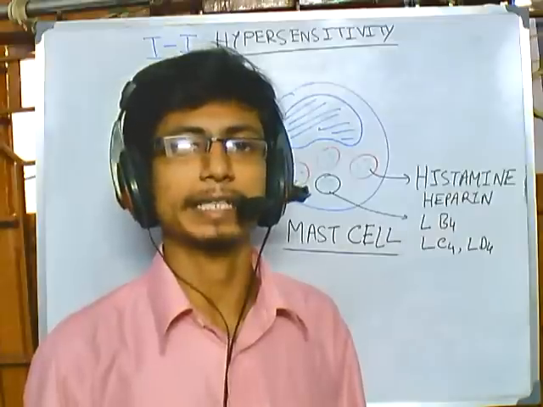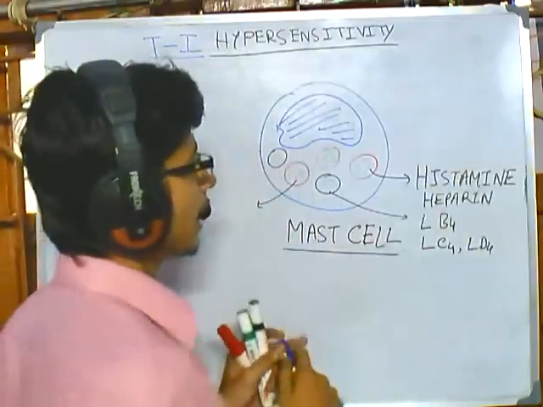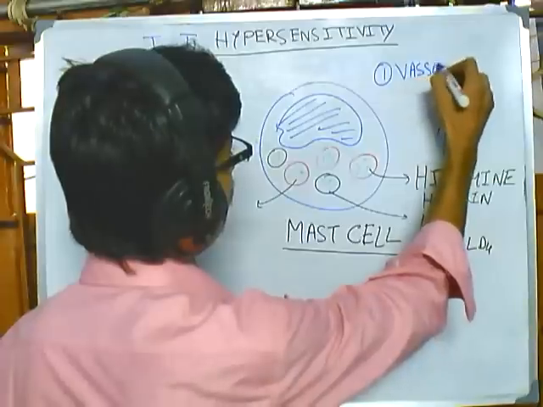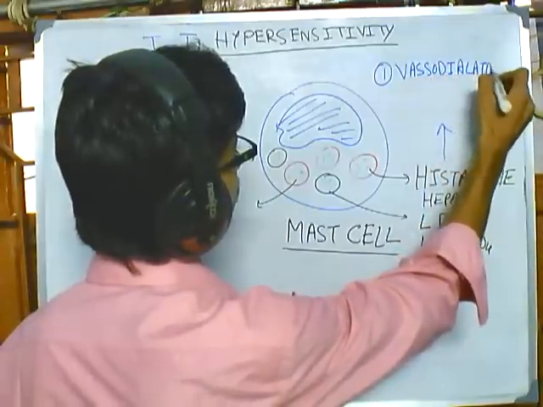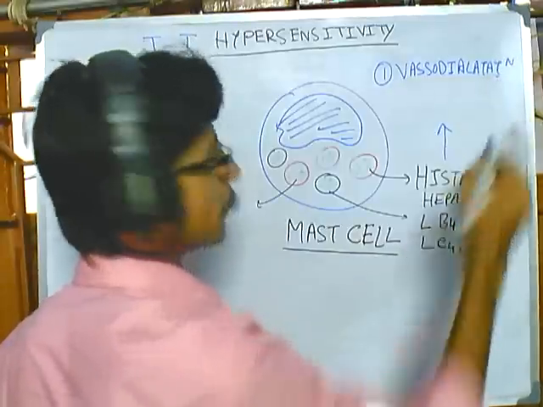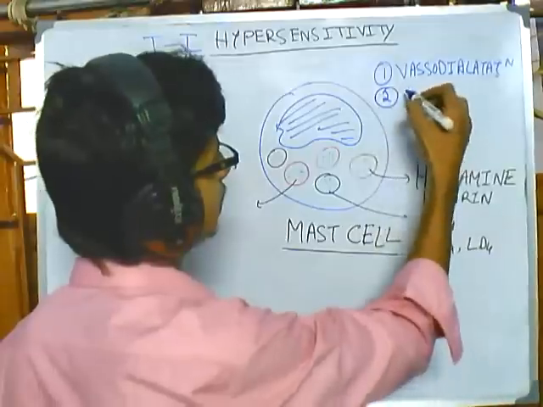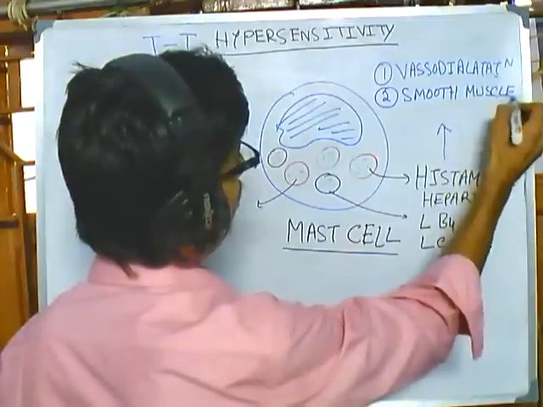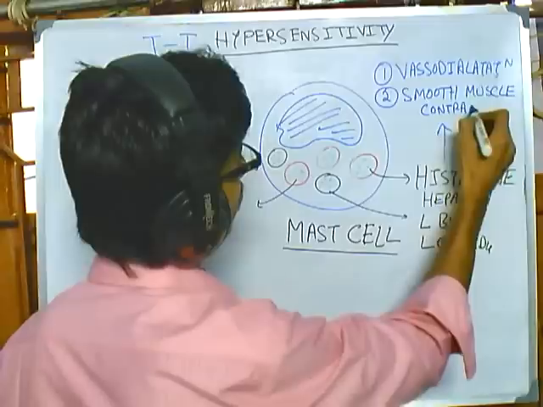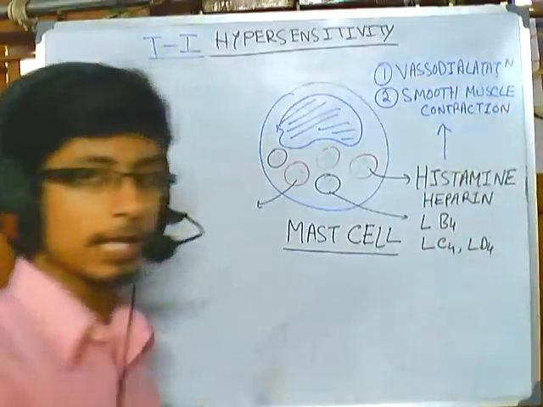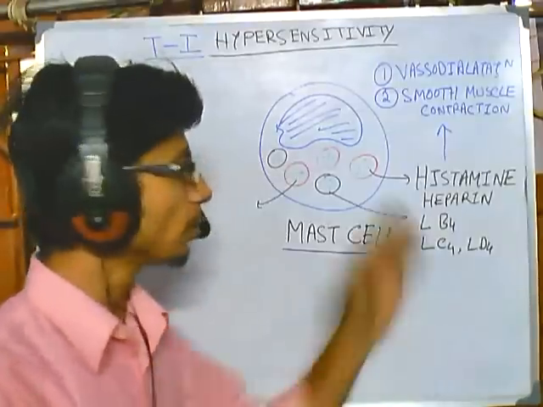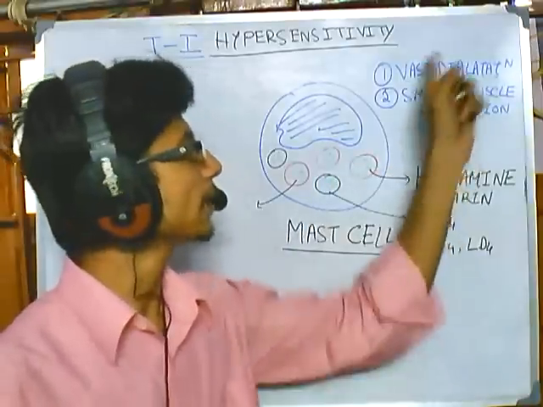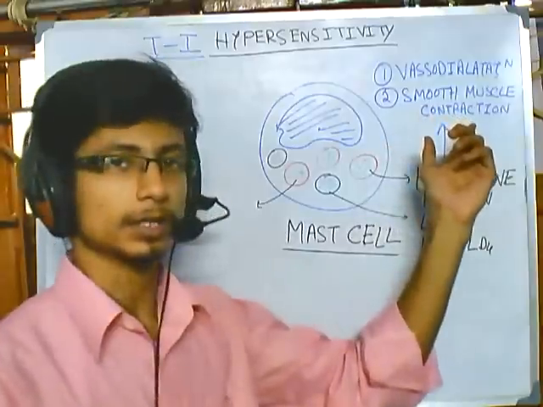What kind of damaging effect can they have? The answer is that histamine has two major effects in our body. The effects are vasodilatation, and second, smooth muscle contraction. So vasodilatation and smooth muscle contraction. In most cases, histamine is the major component of this chemical weaponry. Histamine can lead to these two: vasodilatation and smooth muscle contraction.